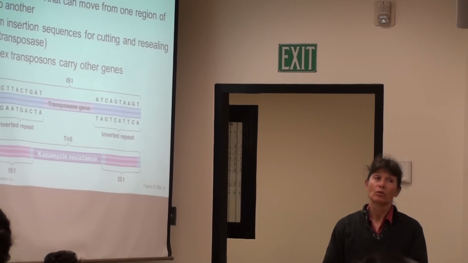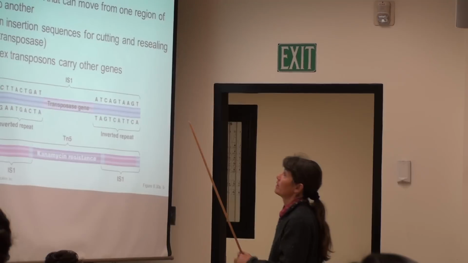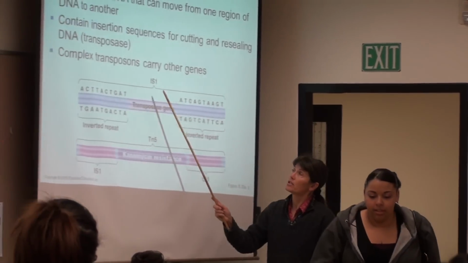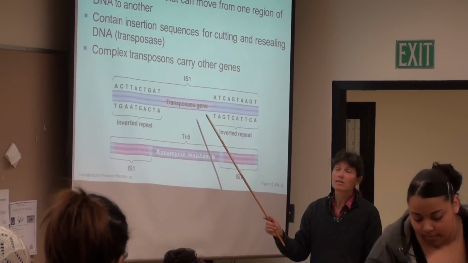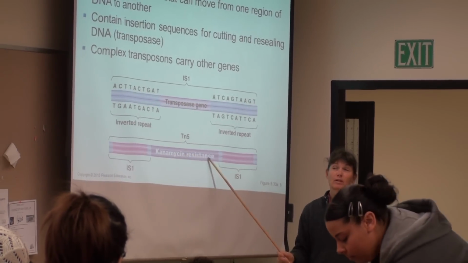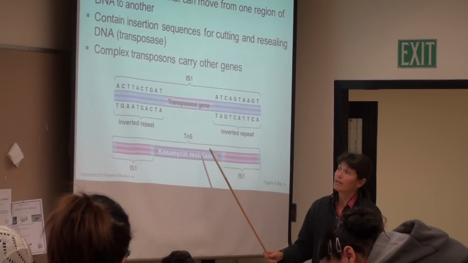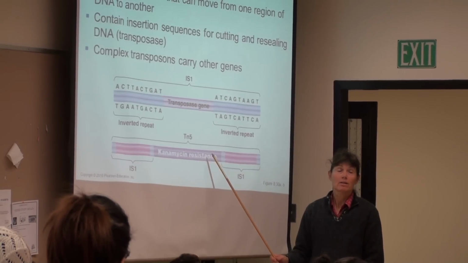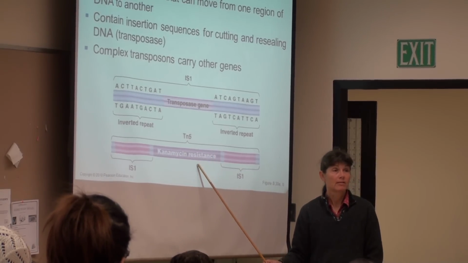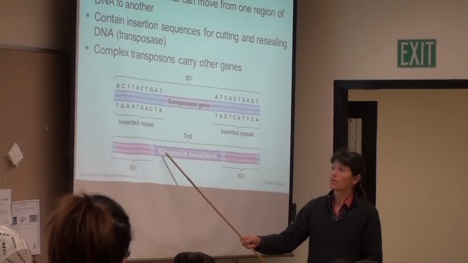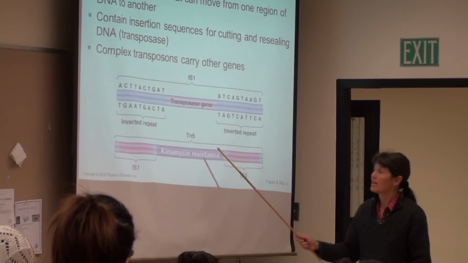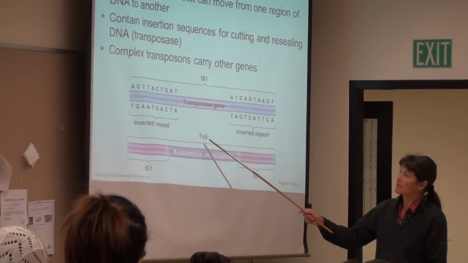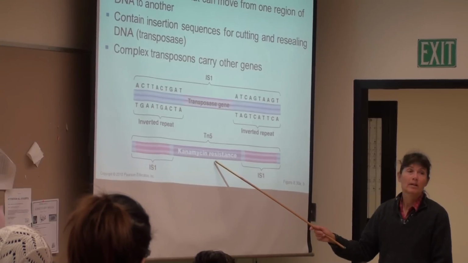But another reason we're so worried about them is it turns out that there are complex transposons, and in addition to the transposase genes, they carry, of course, antibiotic resistance genes. And here again, we see another genetic element that can be transferred between bacteria that can result in antibiotic resistance. So this is a transposon found in E. coli called transposon Tn5, and it carries kanamycin resistance.